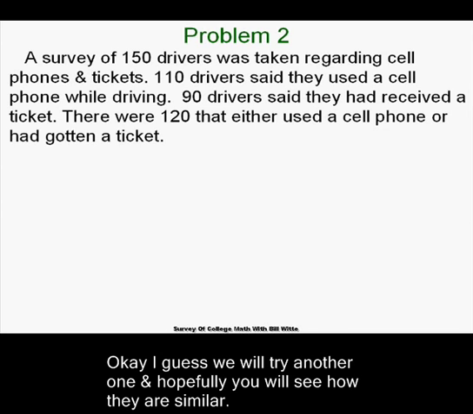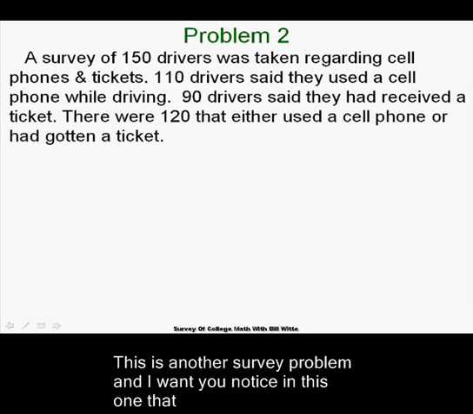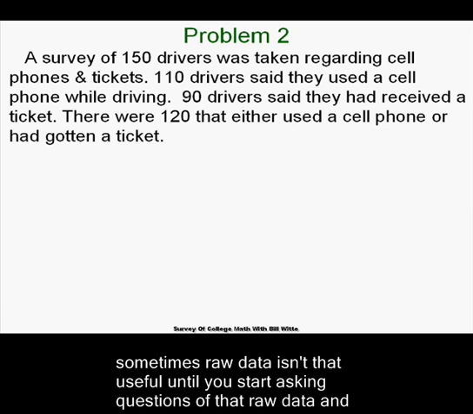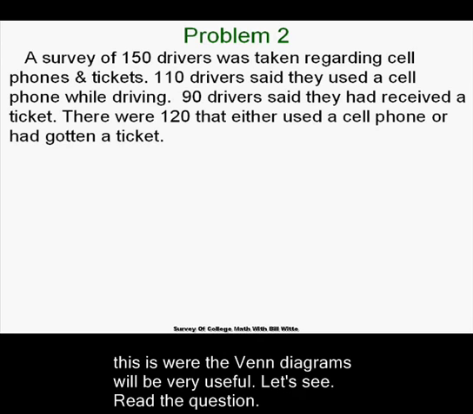Okay, well, I guess we'll try another one. Hopefully you can see how they're similar. This is another survey problem, and I want you to notice in this one that sometimes raw data isn't that useful until you start asking questions of the raw data, and this is where Venn diagrams are going to be very useful.